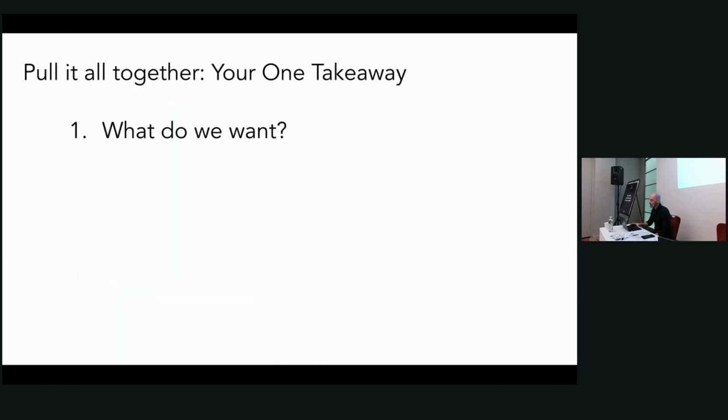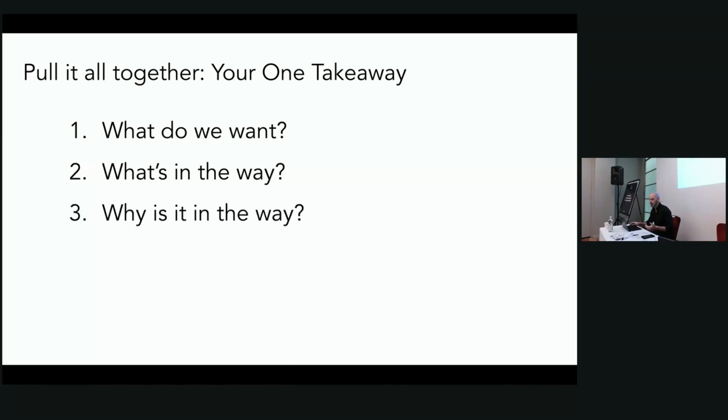Okay, what would be the takeaway of all of this? I think it's very important to take a step back and really ask the question of what do we want, right? This is our outcome that we're looking for. By doing value stream mapping, we're essentially answering the question, what's in the way? We want to understand why that is true. What are the causes of the conditions that we're seeing in the value stream? So that we can address the causes, not the symptoms of the problem.